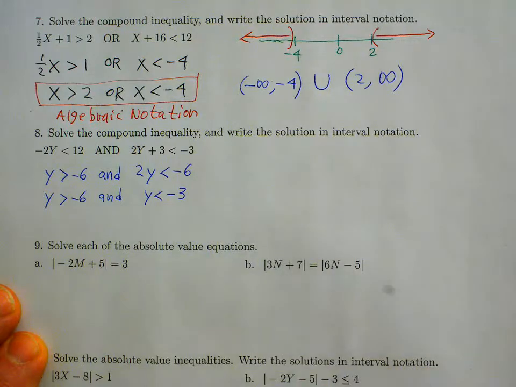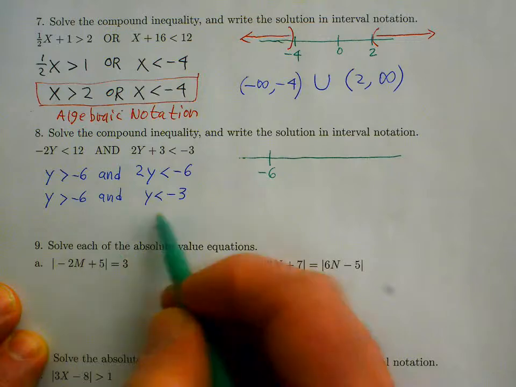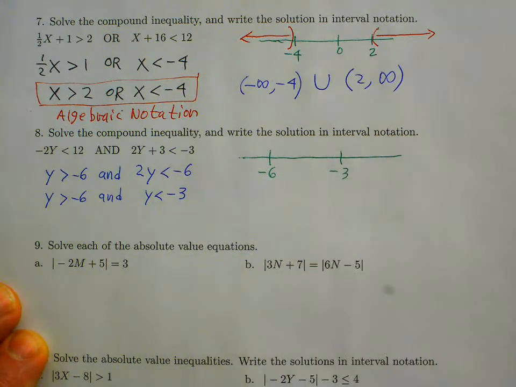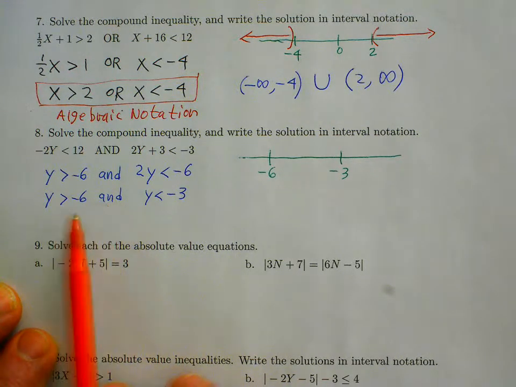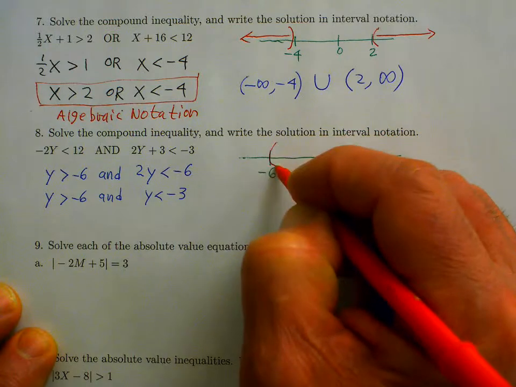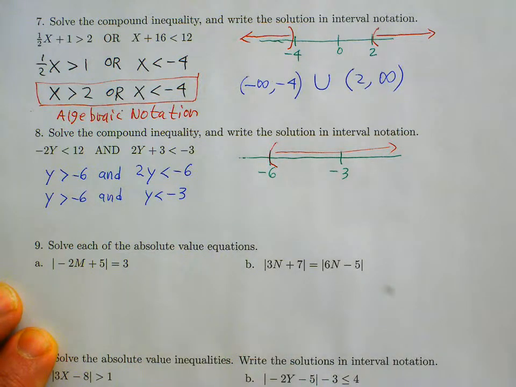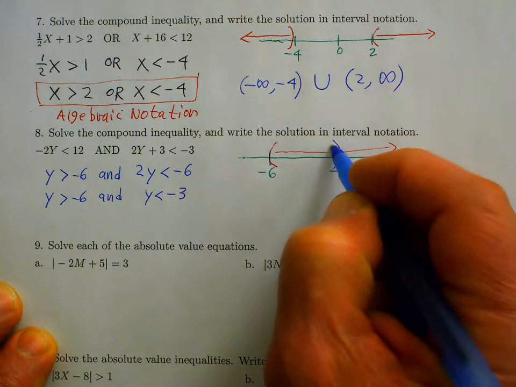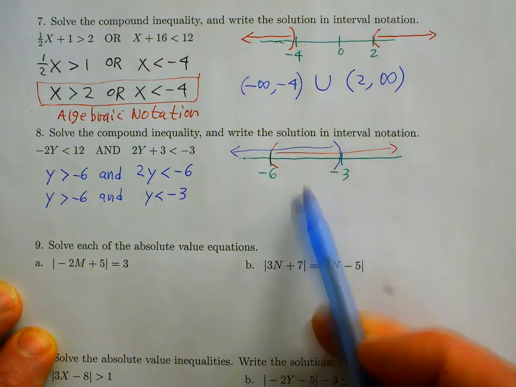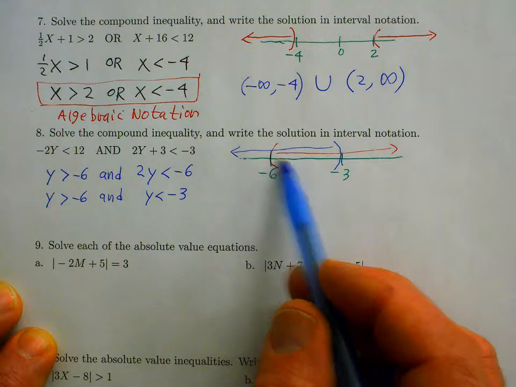Okay, graphing the solution set might help. So y is greater than negative 6, and y is less than negative 3. So when the word and is used, we're talking about the overlap of those two sets. It's true that y greater than negative 6 by itself is to the right of negative 6. The other set, y is less than negative 3, that's to the left of negative 3. But we just want the overlap. Remember what and means. And means only the numbers that are in both sets.